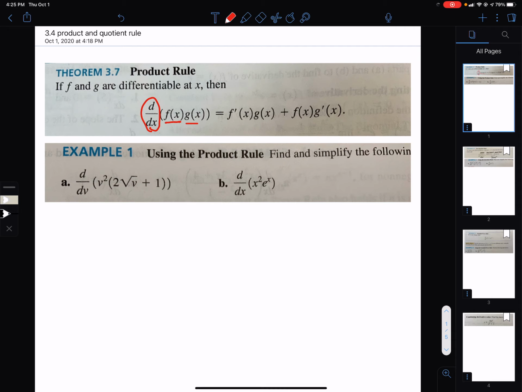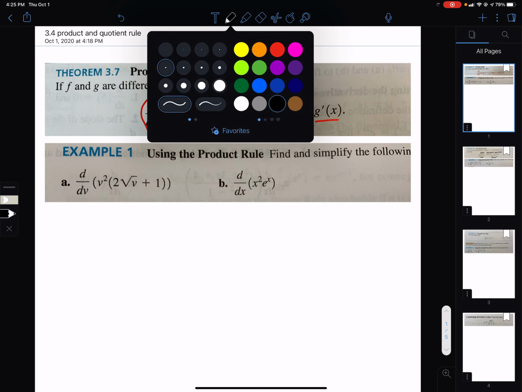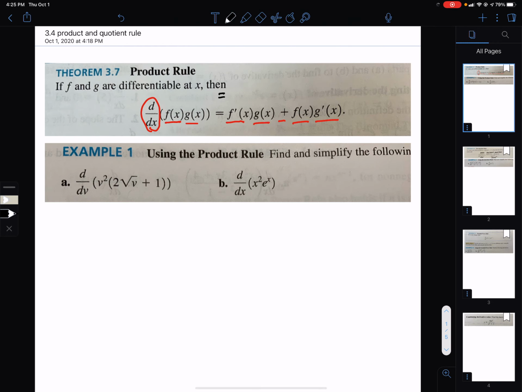Well, here's your rule. You take the derivative of the first one and leave the other one alone. And then you add to that, you leave the first one alone and take the derivative of the other. Now, these could be in any order. So you could do this, f of x g prime of x plus f prime of x g of x. It doesn't matter, they're both the same thing, because addition is commutative. You can flip those around.